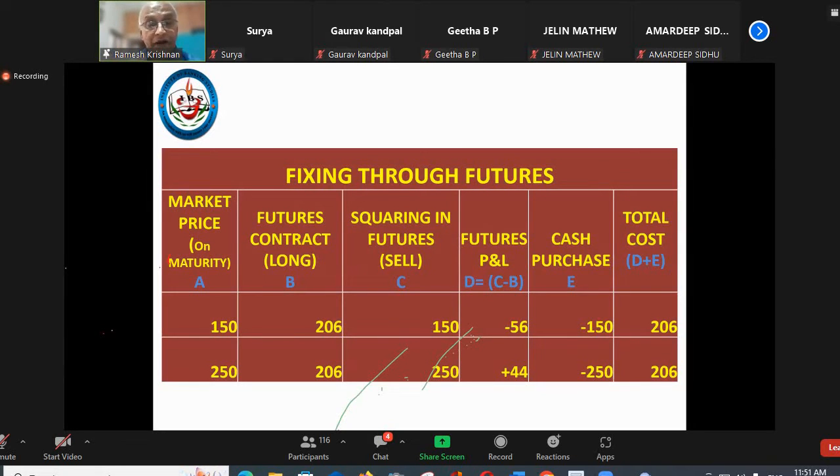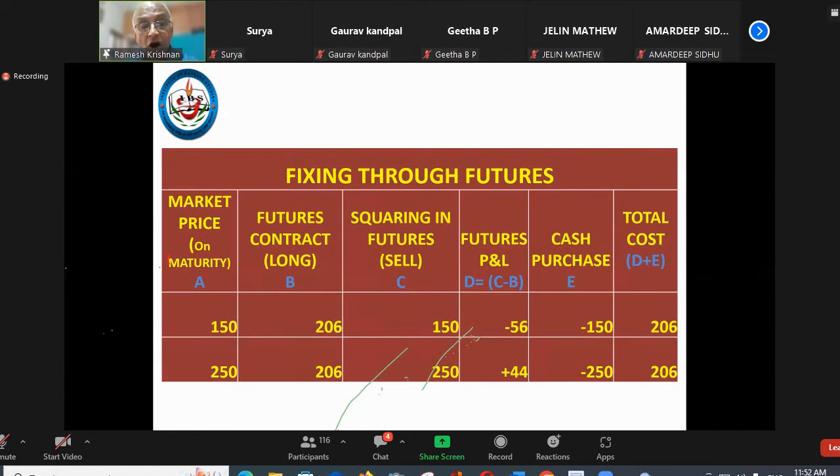daily as the price starts falling down. Every day they will collect whatever is the MTM margin. First 206 to 200, they will say 6 rupees mark to market margin, please deposit. If you don't deposit, they will square the contract on that day itself and debit your account with 6 rupees. That's it. Then it comes to 180. Then they will say bring another 20 rupees.